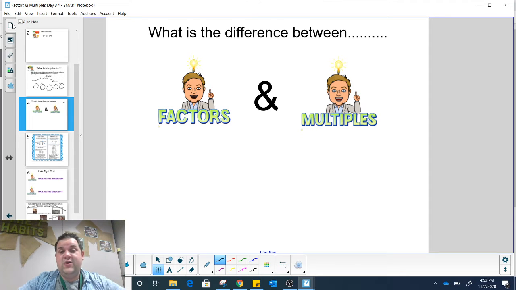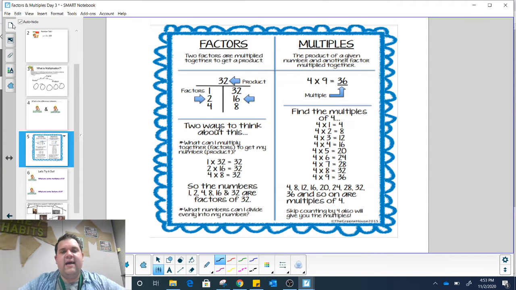All right, now that you've entered what you think the difference between a factor and a multiple is, let's talk about it together. So I have this chart here to talk about the difference between factors and multiples. Factors are multiplied together to get a product, just like what we talked about at the beginning. So when we multiply two numbers together, we get a product. And those numbers that we are multiplying together are factors. So for example, here's the product 32. The factors 1 and 32, 1 times 32 equals 32. 2 times 16 is 32, and 4 times 8 is 32. All of these numbers are factors of 32.